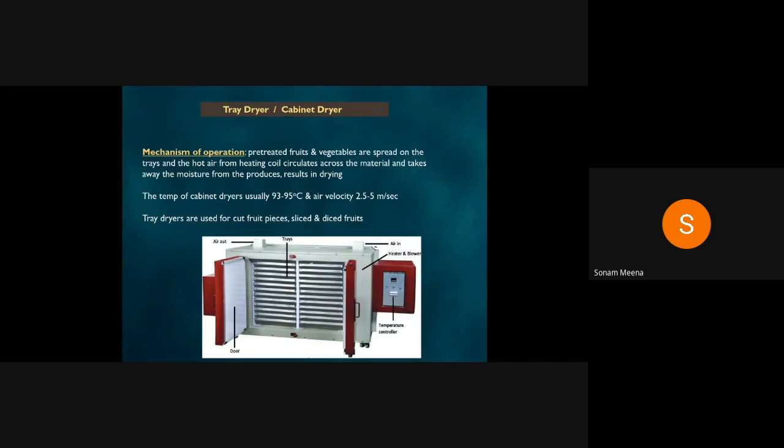And this is the tray dryer. Its synonyms are very important. They will ask tray dryer, also called cabinet dryer, and the mechanism is not that important. They only ask examples for tray dryers. Which products are suitable? Cut fruit pieces, sliced and diced fruits are suitable.